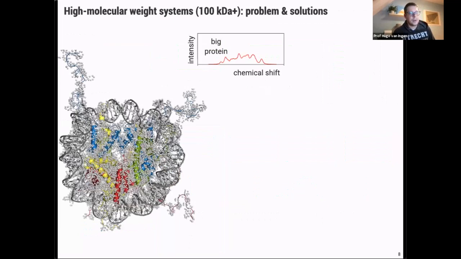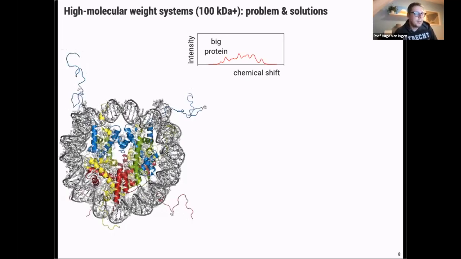If you do that for high molecular weight systems, there are a couple of things to take care of, because you run into a fundamental problem. So if you have a very large protein or assembly like the nucleosome here, you have a lot of hydrogen atoms, and that just gives a situation that the spectrum is very crowded and that each individual signal will be very broad. So there's two main solutions to this problem.